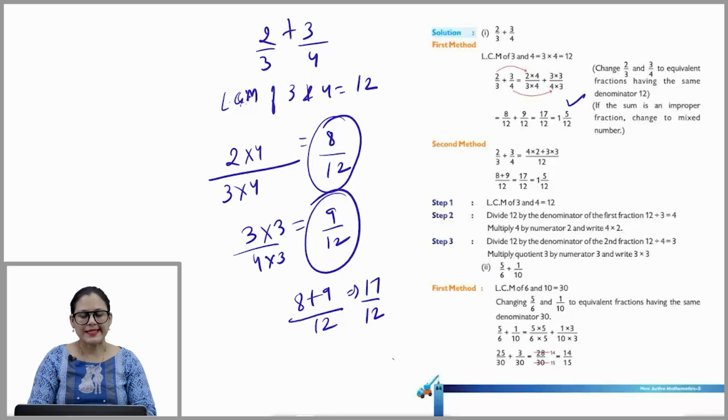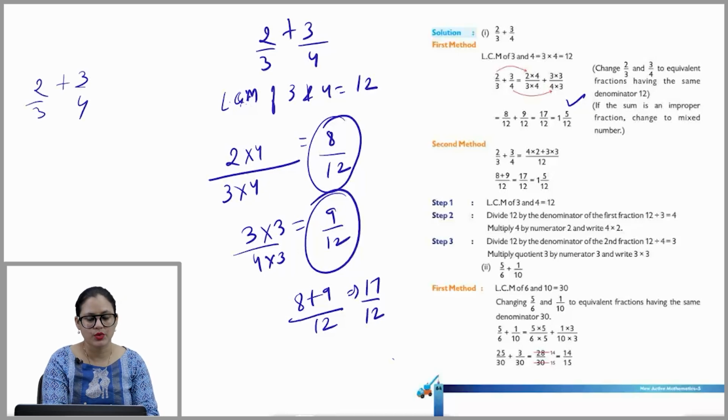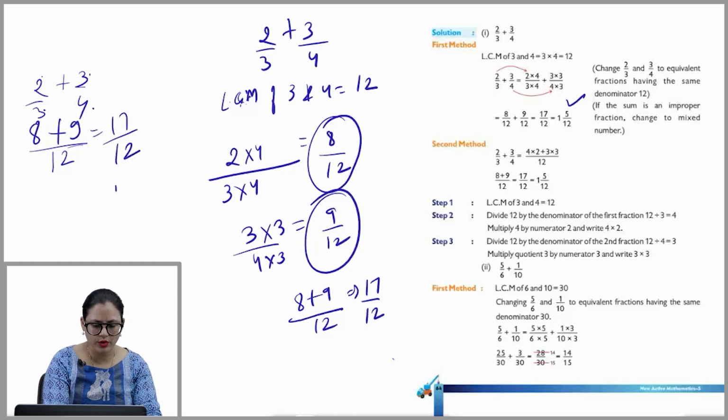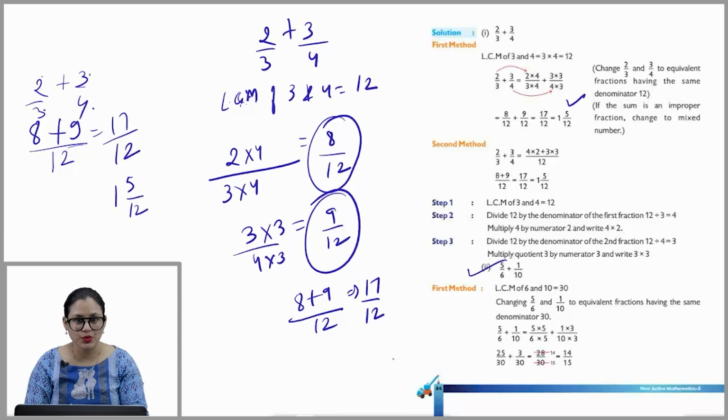Second method: 2 by 3 plus 3 by 4. You know the LCM is 12. For making this denominator 12, we have to multiply by 4, and the numerator also by 4. So 2 4s are 8. And for making this denominator 12, we will multiply by 3, and the numerator also by 3. So 3 3s are 9. So 17 by 12 is the answer, or you can also change it into a mixed fraction. Similarly, you will do this example also, right?